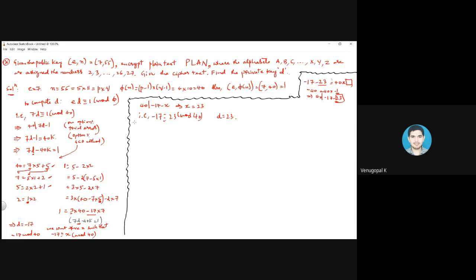So what do we have now? We got our private key. That's what they had asked, right? What was the question? Give the cipher text, find the private key D. Therefore, (n, D) equal to (55, 23) is the private key. Okay, let us highlight that answer.